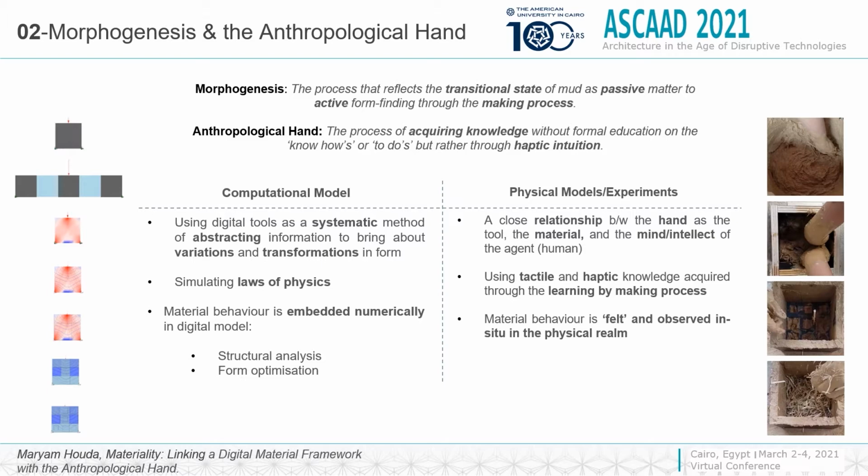So in terms of the computational model, digital tools are used as a systematic method of abstracting information to bring about variations and transformations in form, and the computational model is simulating laws of physics, and the material behavior is embedded numerically in the digital model. The physical experiments reflect the close relationship between the hand as the tool, the material, and the mind and the intellect of the agent, which is the human here. The tactile and haptic knowledge is acquired through the learning by making process, and the material behavior is felt and observed in situ in the physical realm.